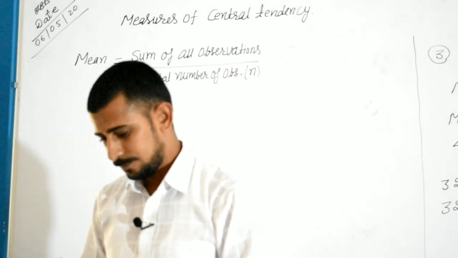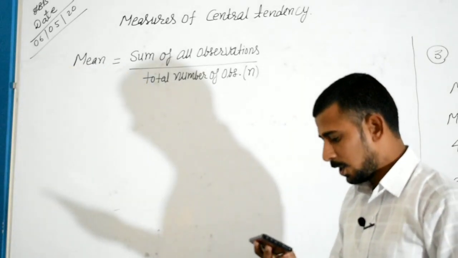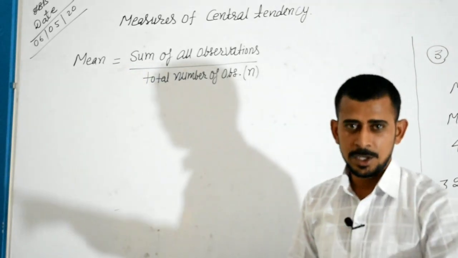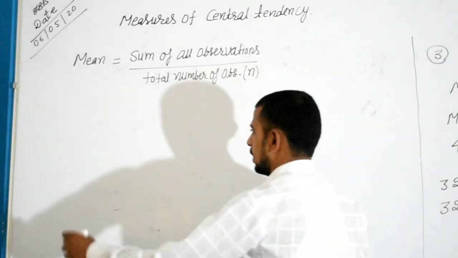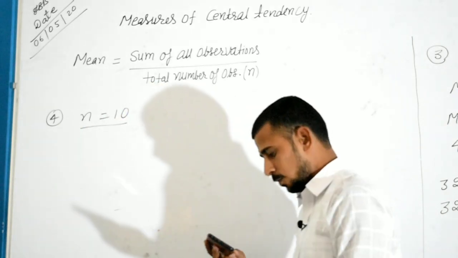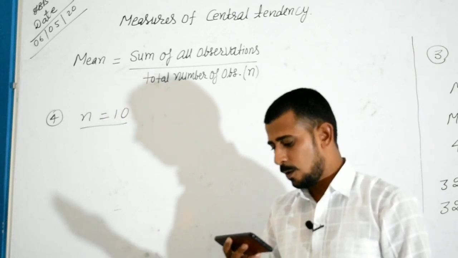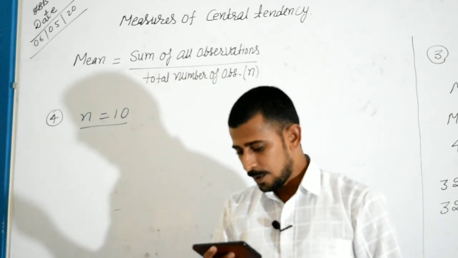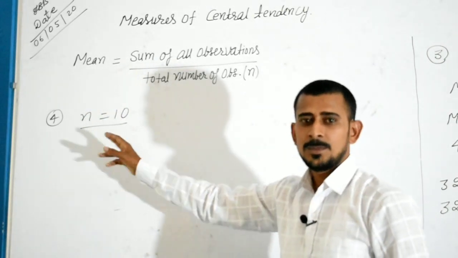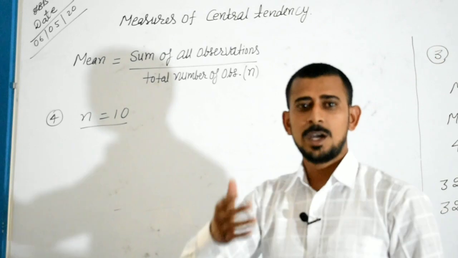Question, see in your book. The runs scored in 10 innings by a batsman. Ten innings means the total number of observations n is equal to 10. The runs scored by the batsman are 60, 62, 56, 64, 0, 57, 33, 27, 9 and 71. All 10 observations are given and the total number of observations is 10. Then find the mean. Mean means the sum of all observations upon the total number of observations, 10. You can find it. Next question.